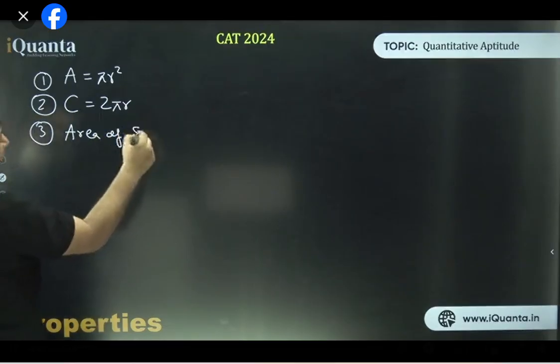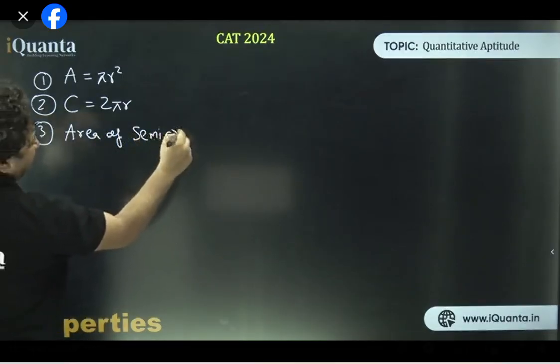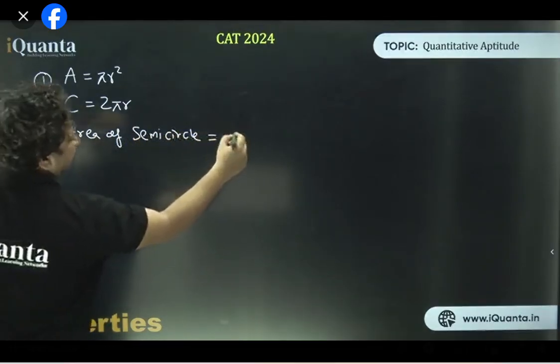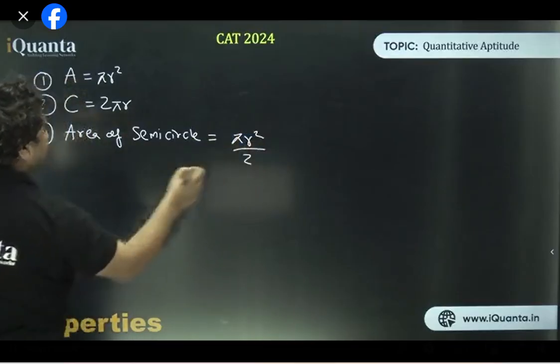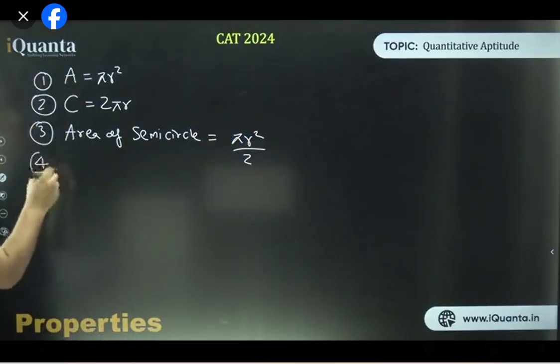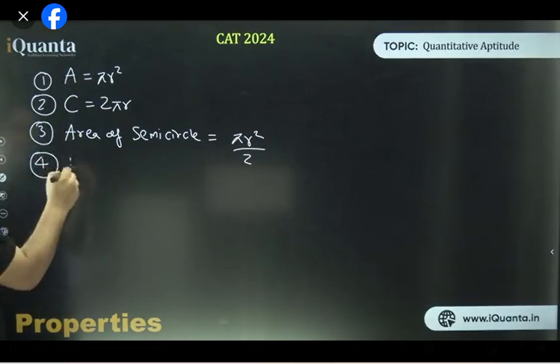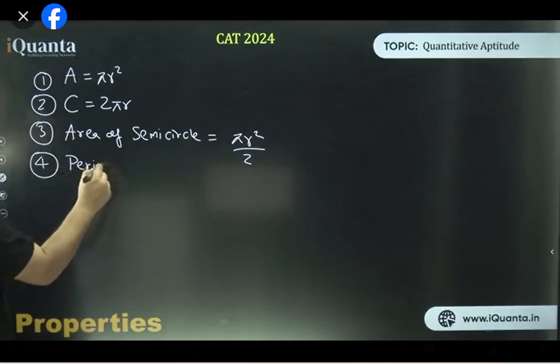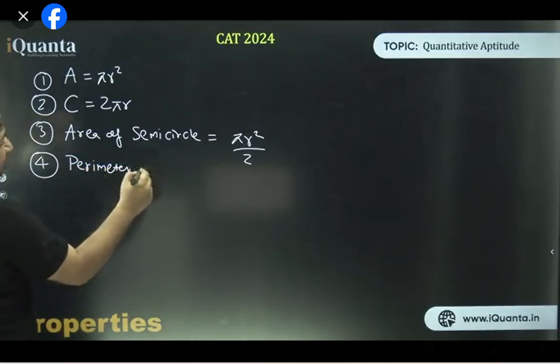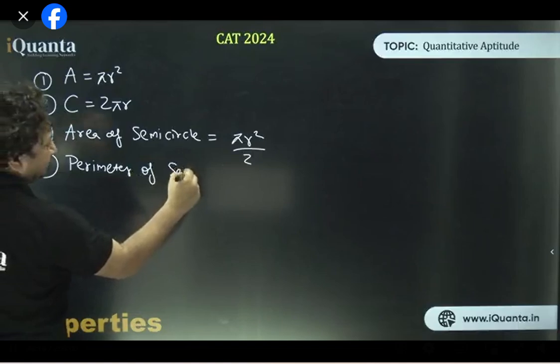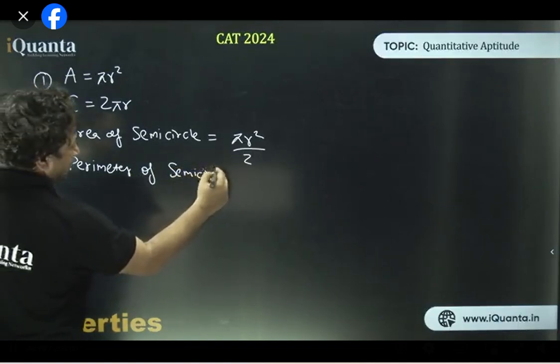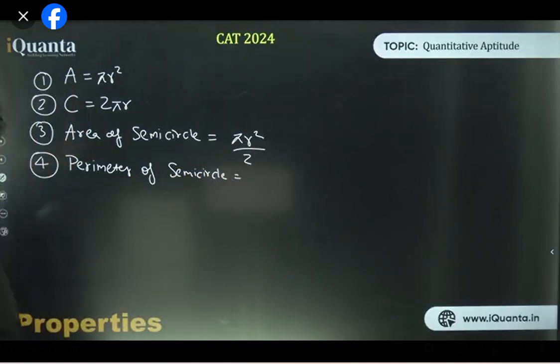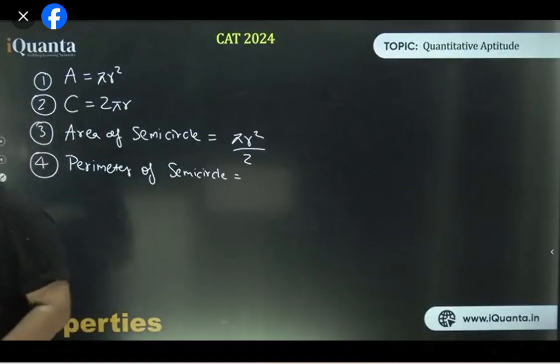Area of semicircle will be pi r square by 2. Now in semicircle, it's not circumference, it will be perimeter. I hope you understand that, isn't it? Perimeter of semicircle, what will it be? Who is going to tell me? What will be the perimeter of a semicircle?